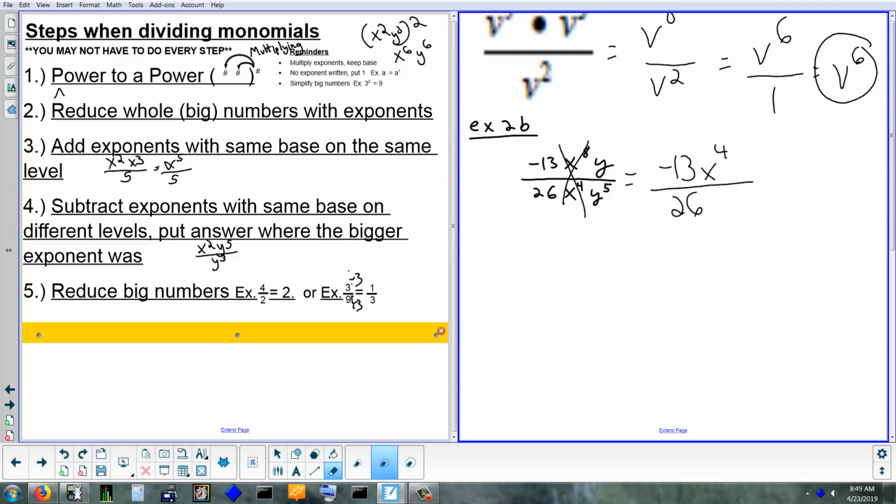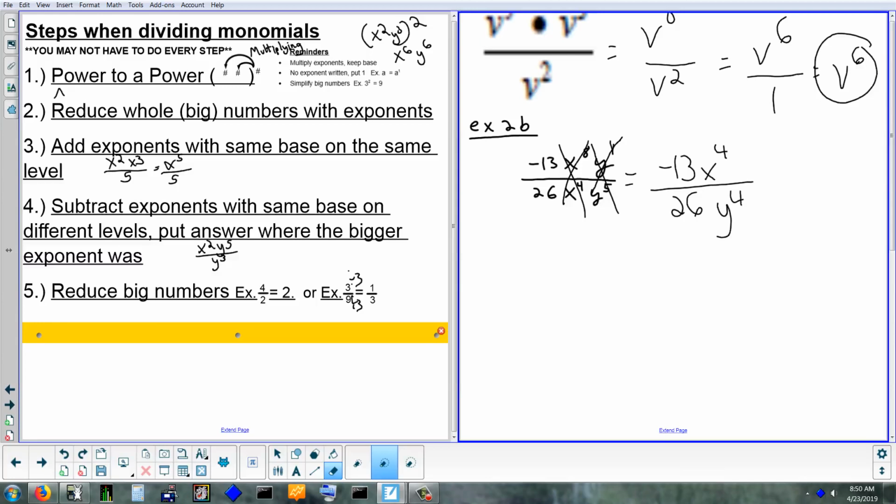Nathan, do I have any other bases that are the same on different levels? Yeah, y. Okay. So what do I get when I simplify that? Y to the 4th. Okay, so there's a 1 with this y. Where's it going to go, top or bottom? Bottom. Bottom, right? Because 5 is bigger than 1. Got that. All right.